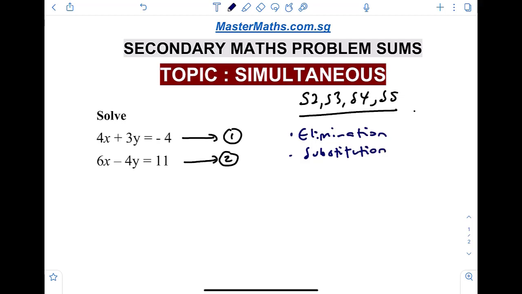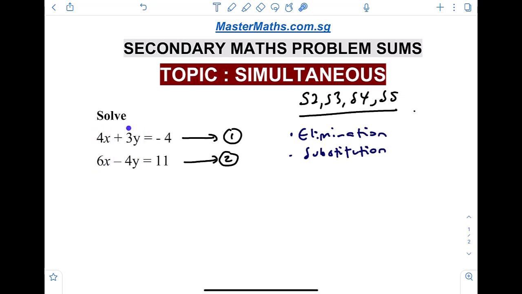Alright, now let's say you want to practice on your elimination. First step, choose the term that you like to remove, that you like to eliminate. So it can be either x or y. Typically you choose the one that has the closest coefficient. Okay, so if for example you choose x, it's 4 and 6. Alright, there's no harm choosing x to eliminate. In this case, let's try and practice eliminating y.